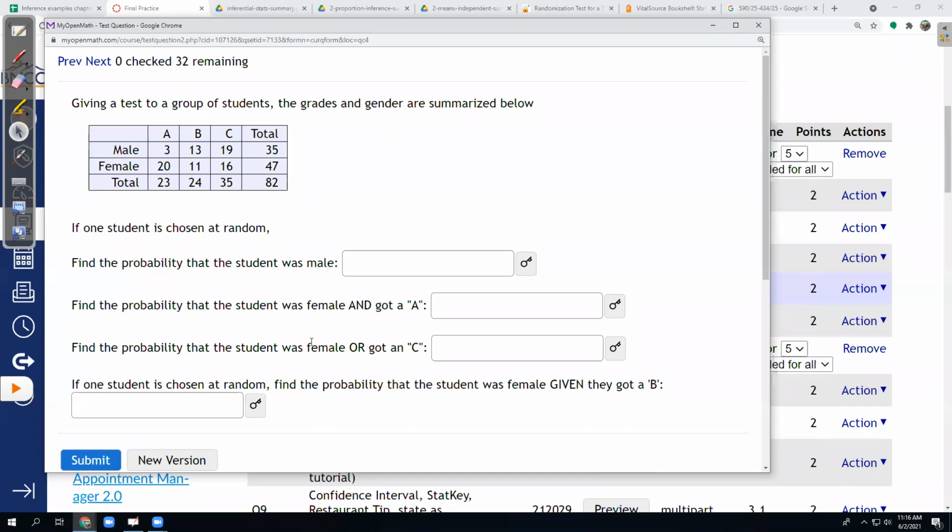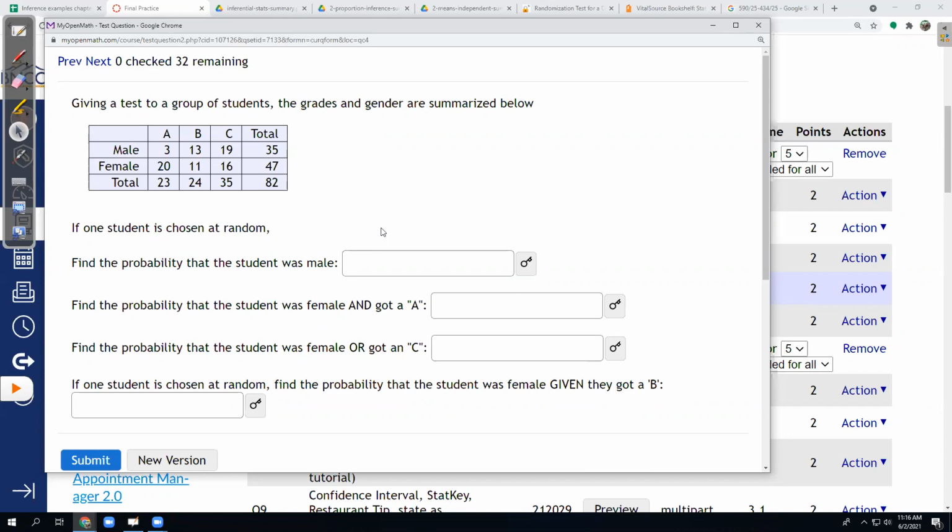And remember, proportions are probabilities. So we've been doing a lot with proportions, confidence intervals and hypothesis tests, and a proportion is related to a probability. It's got to be a number between 0 and 1. And we have to figure out what's favorable for the numerator and what's total for the denominator, and that shifts depending on the situation. So first question says, find the probability that a student was male.